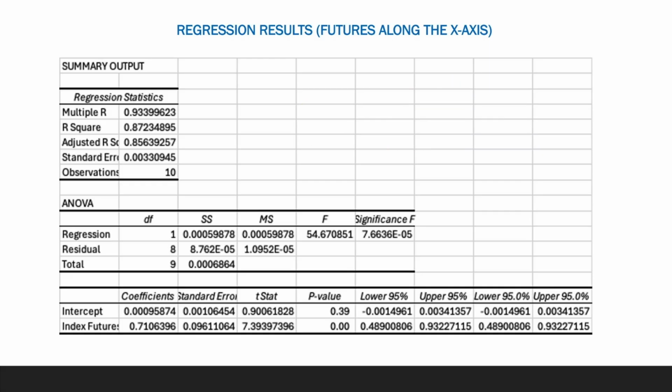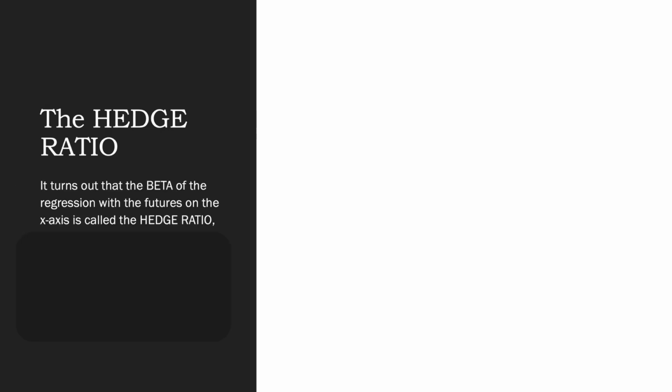Now, let's talk about the hedge ratio. It turns out that the beta of the regression with the futures on the x-axis is exactly called the hedge ratio and tells us how much of the futures we need to contract. And here beta is 0.7106.